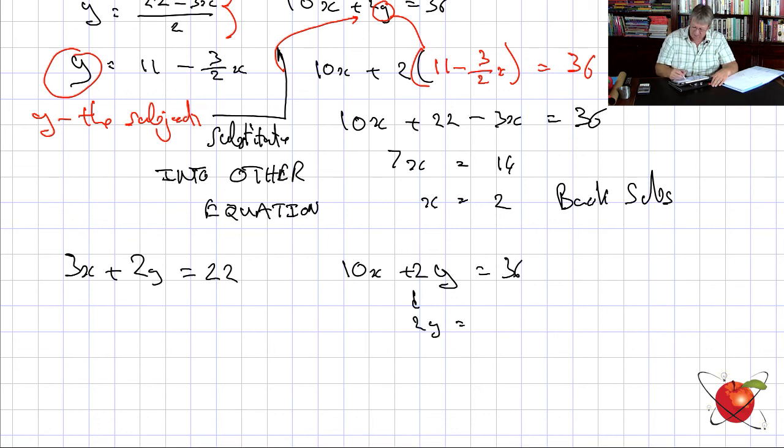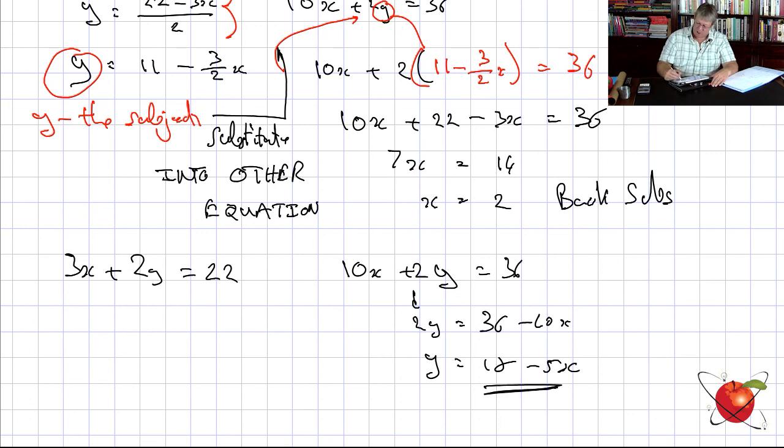Look what happens if I make y the subject here. 2y is equal to 36 minus 10x. Therefore, y is equal to 18 minus 5x. Can you see? No fractions. So we try and keep away from fractions if we can.